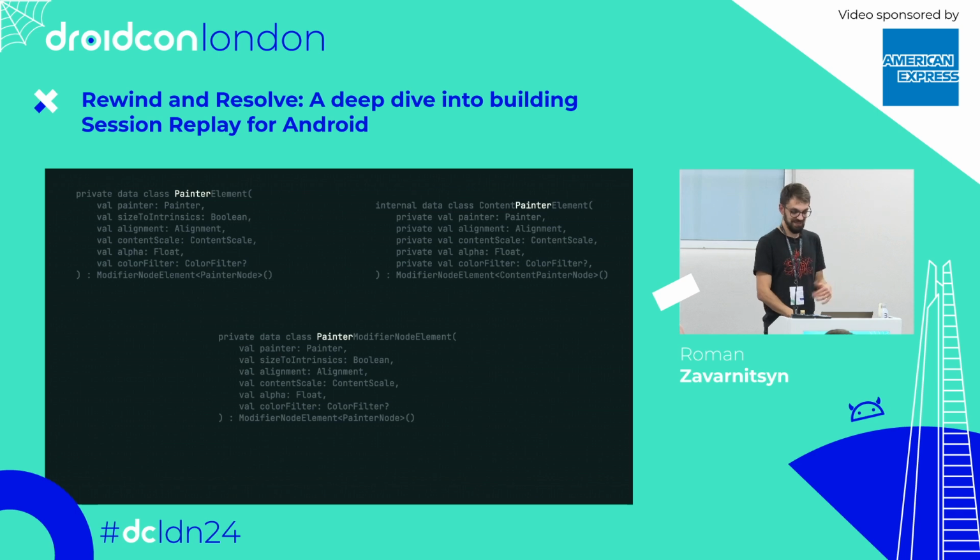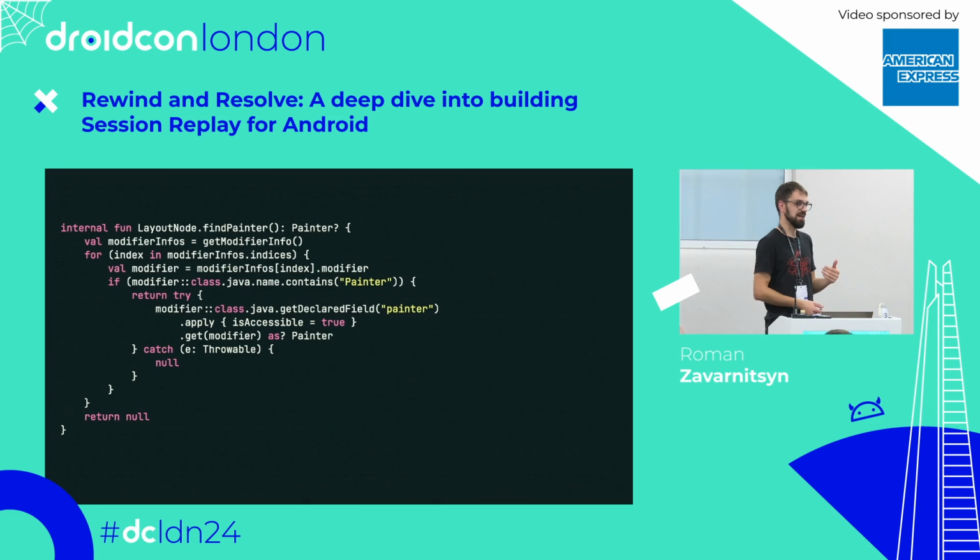So what we've done, pretty dumb actually, is we went through the list of modifiers of a node and checked if the modifier has this painter in its name. And if it does, we know, okay, that's an image now, most likely, probably, I don't know. But assuming it will probably cover, I don't know, 80 to 90% of the cases, I think it was still worth doing.